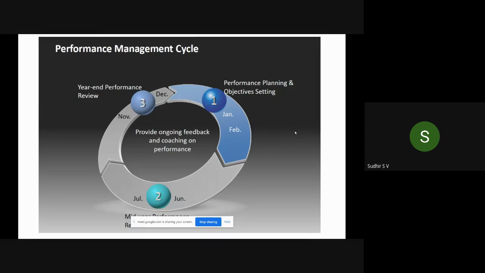So that's how it works. The manager and the employee discuss. The employee writes down his document, and this goes on throughout the life cycle. Okay. So the employee writes this document saying that this is what I'm going to achieve this year, as per the organizational objective. The manager has to agree to this, right?